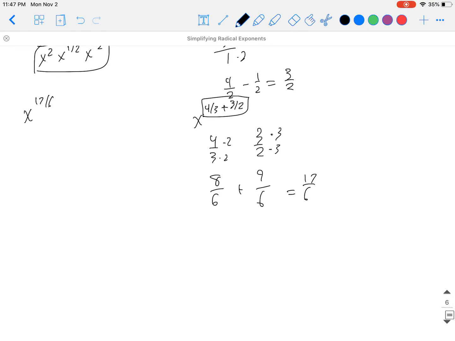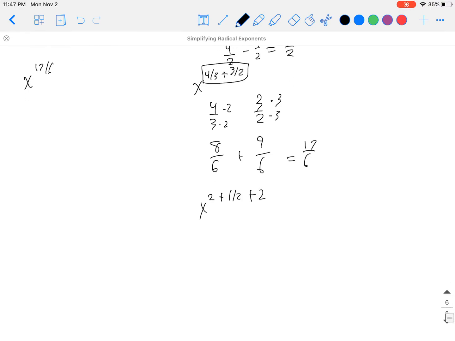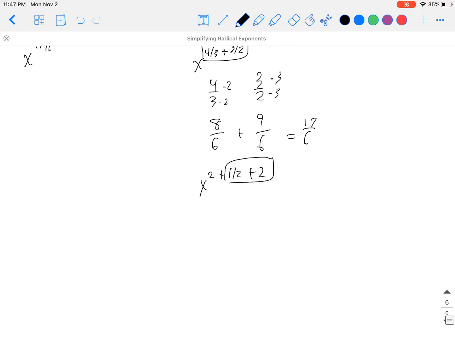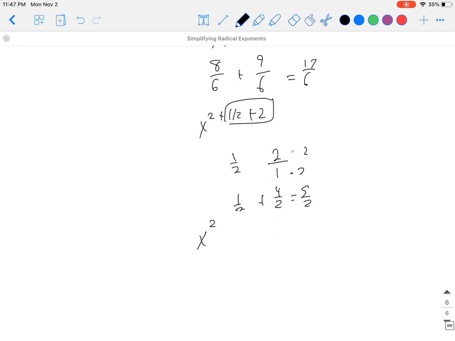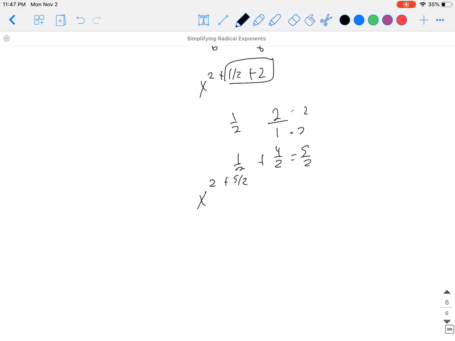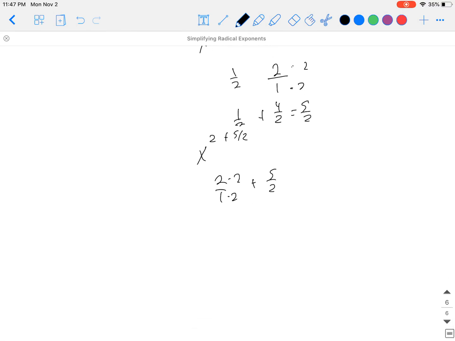So in the denominator we have x squared plus 1/2 plus 2. Here again, all we're going to need to do is get a common denominator between 1/2 and 2. So multiplying 2 over 1 by 2 on the top and bottom gives us 1/2 plus 4 over 2, or 5 over 2. Next we have x squared plus 5 over 2. And here, again, 2 over 1 plus 5 over 2, just need to find the common denominator. So multiply 2 and 2 on the top and the bottom, giving us 4 over 2 plus 5 over 2, or 9 over 2 for the x.